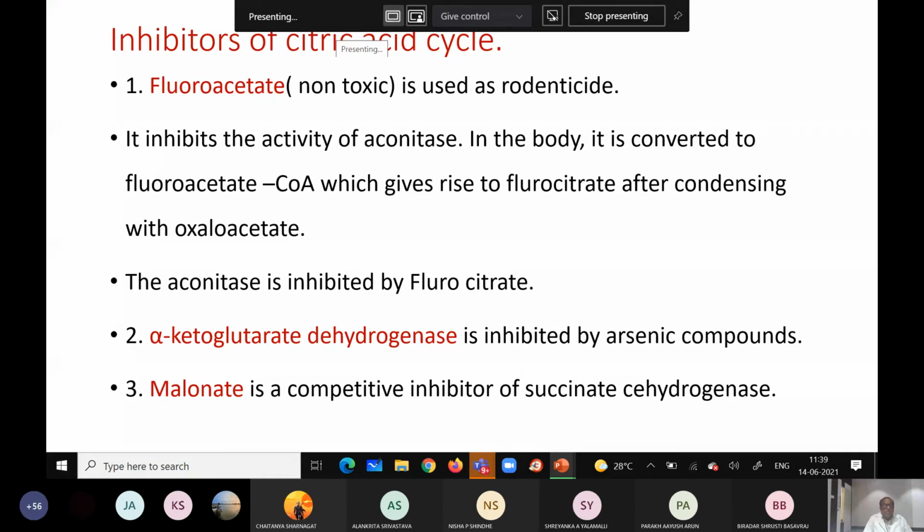And second, alpha ketoglutarate dehydrogenase is inhibited by some arsenic compounds. And malonate is a competitive inhibitor for succinate dehydrogenase. So these are the three compounds which act as inhibitors for the citric acid cycle.